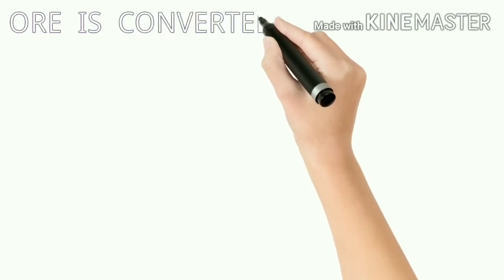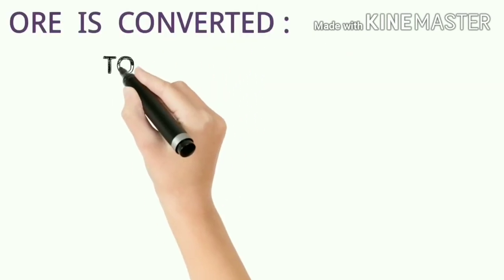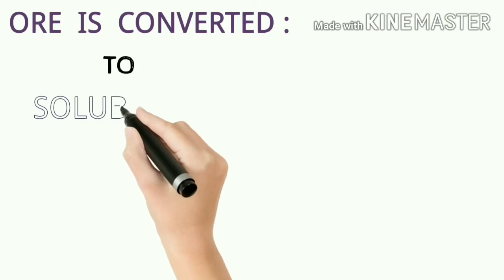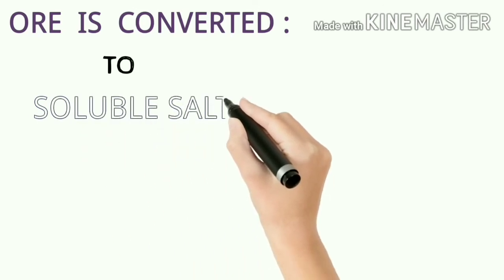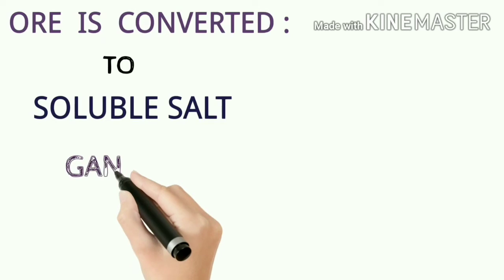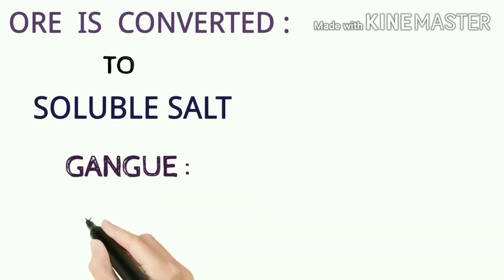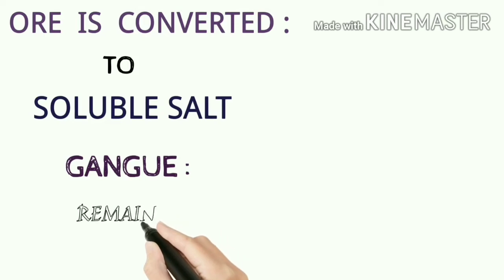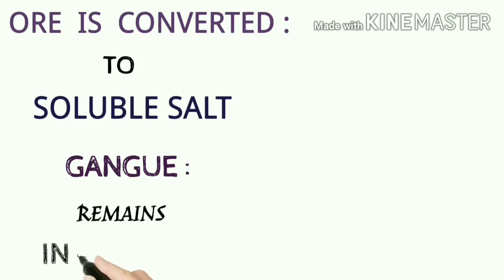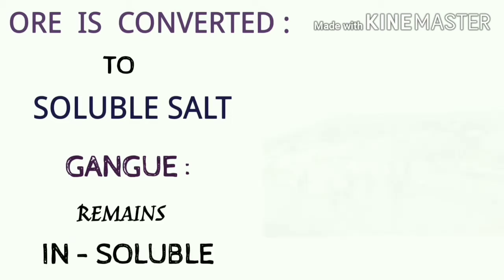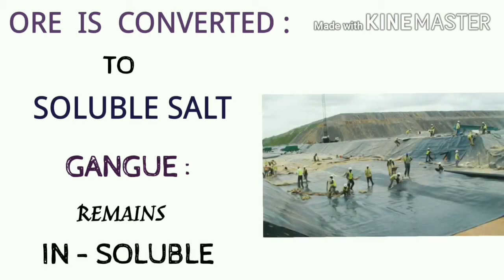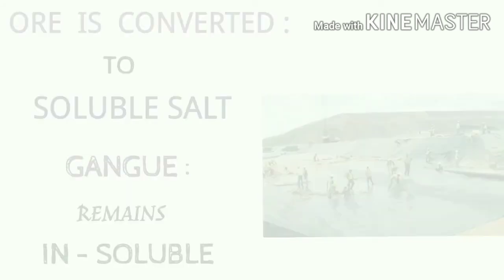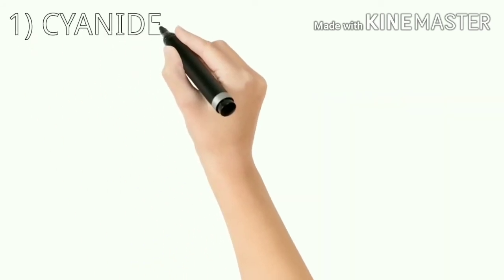Okay, so the ore is converted to a soluble salt or complex. What about the gangue particles? Gangue particles remain insoluble, so you can easily separate the ore and the gangue particles. That is called concentration of the ore. In leaching also we are doing the same. The picture here is heap leaching.